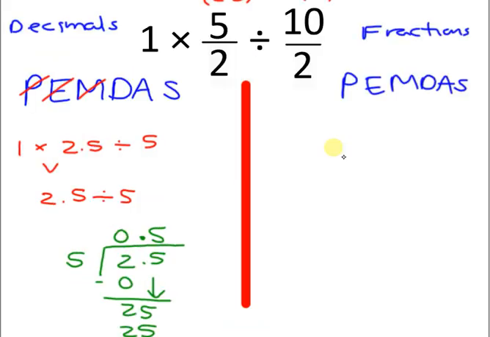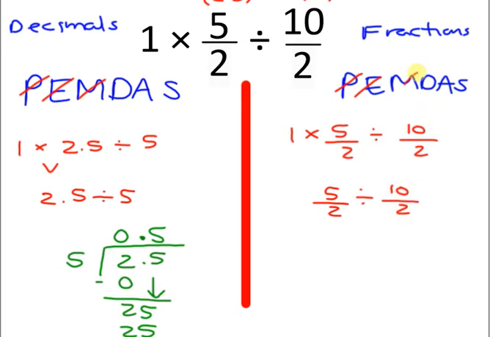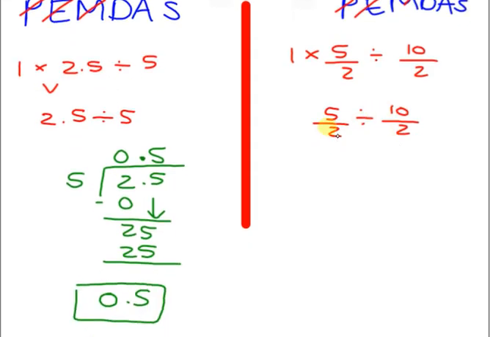But I also want to show you how you can solve it with fractions, okay, and get the same exact answer. So I'm going to rewrite the problem over here. I'm going to try and keep the same colors. 1 times 5 over 2 divided by 10 over 2. So no parentheses, no exponents. I have multiplication, which I'm going to do first. Anything times 1 is itself. So 5 over 2, divided by 10 over 2. So all I have left is division, and I'm going to do my tic-tac-toe.